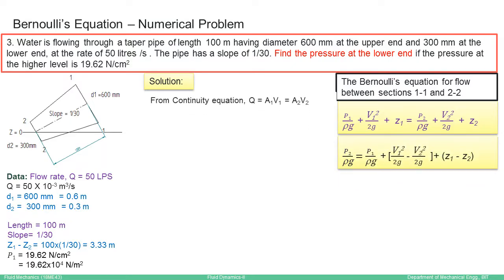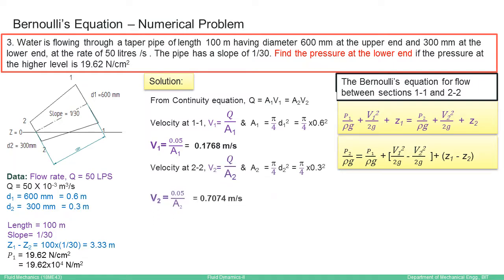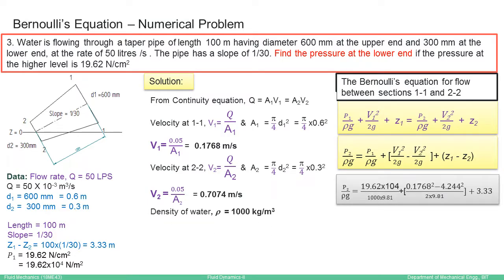Now, from the continuity equation we can find the velocities V1 and V2, given the diameters. V1 is 0.1768 meter per second, and similarly V2 is 0.7074 meter per second. And we know that the density of water is 1000 kg per meter cube. Using that, we can find P2 by rho g.